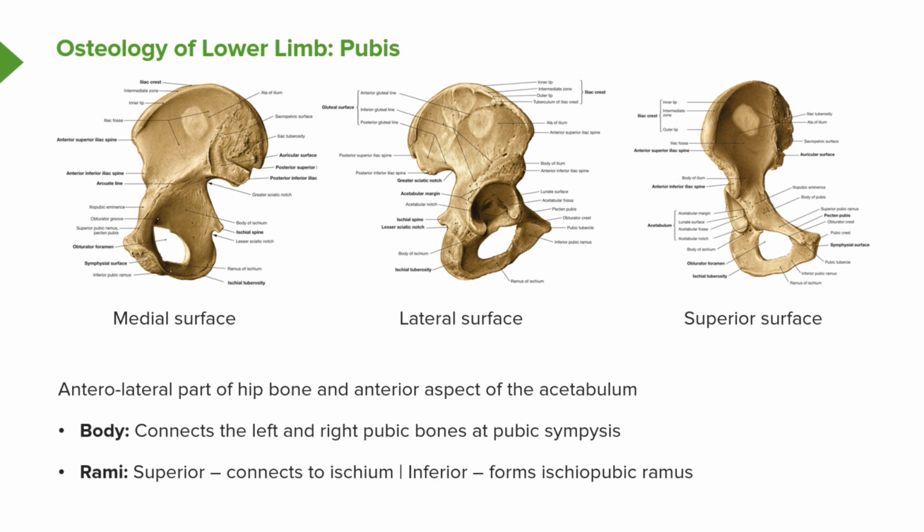The pubis has two rami. It has a superior ramus, which passes towards the ischium, and an inferior ramus, which passes to the ischium as the ischiopubic ramus. So here we can see the superior pubic ramus running in this direction, and here we can see the inferior pubic ramus running in this direction. And here, with the help of the ischium, we can see the formation of the obturator foramen, where we have the superior pubic ramus here, and we have the inferior pubic ramus here, forming this C part of the obturator foramen. The ischium will then form this more posterior aspect.